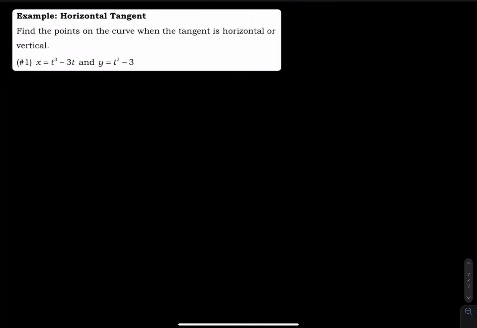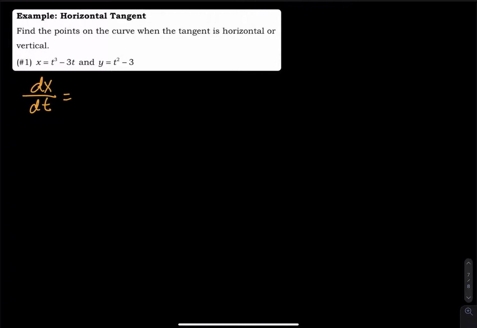I have two equations of a parametric curve. I want to find the points where there is a horizontal tangent line on this parametric curve. So let's start. First of all, to find a horizontal tangent, the slope equals 0. Slope equals 0, we have to find the first derivative. So first we take the derivative with respect to t.